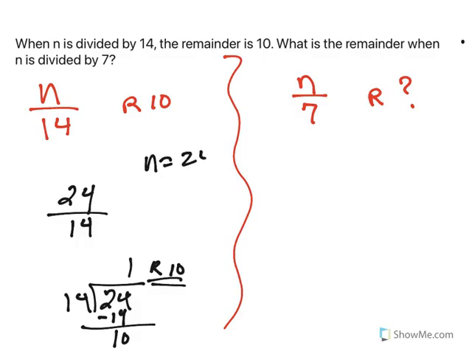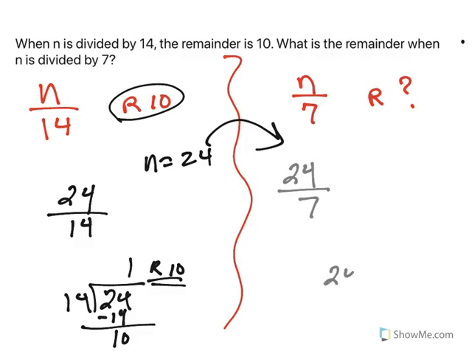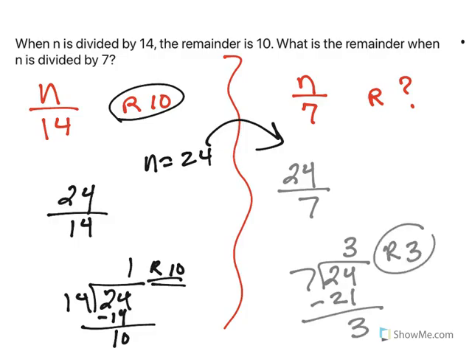Let's say that n is 24, because it's true that when 24 is divided by 14, we have a remainder of 10. So then we can take that over to our second piece and say, well, if 24 is divided by 7, okay, well, again, let's think long division. 7 goes into 24 3 times. That's 21, and I have a remainder of 3. So in this case, and this will work no matter what value we pick, if a number is divisible by 14 and has a remainder of 10, if you take that same number and divide it by 7, you will have a remainder of 3.